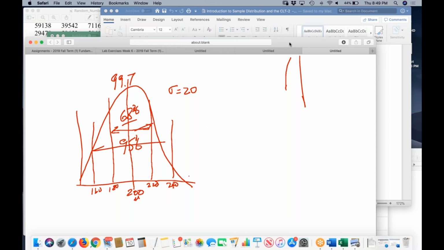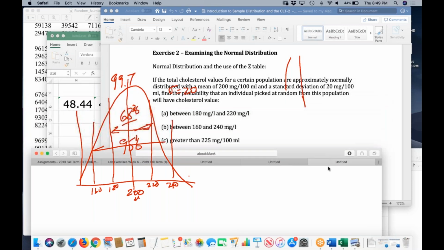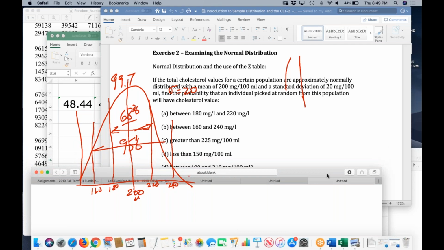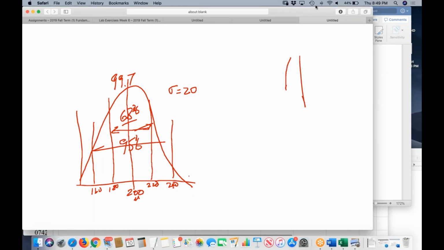Okay, so where do I go from here? Well, next we're going to complicate this. Of course, what we do is we complicate it a little bit. Greater than 225 and less than 150. Okay, so greater than 225 is about there.